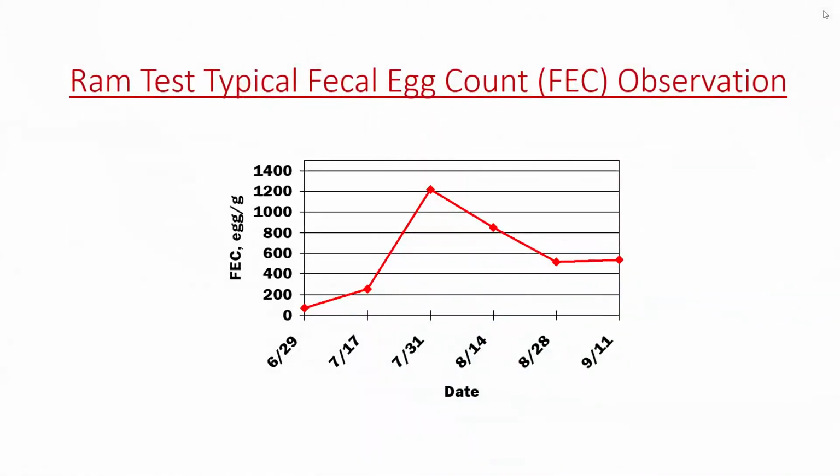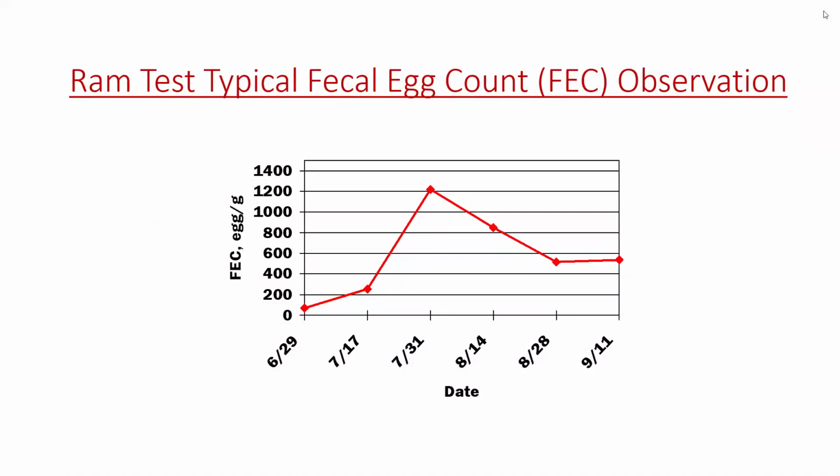So we're going to shift gears just a little bit. We're going to talk about the fecal egg count side of things and parasite resistance. And again, it goes straight back into ram selection 101 here. This graph shows a typical trend of what we see from most of these rams that we have here on test.